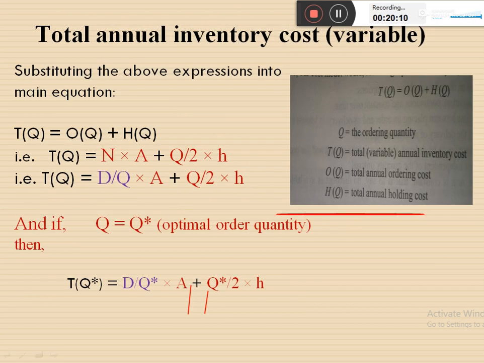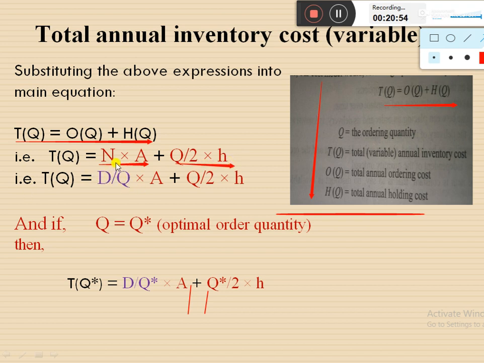So with this information, now we can calculate the total inventory cost or total variable annual inventory cost by using the formula that denotes total cost is equal to ordering cost plus holding cost. That is the same that we have used here. So total cost would be equal to ordering cost plus holding cost. And what is the expression for calculating total ordering cost? That is equal to N into A. And for holding cost, it is equal to Q by 2 into H.